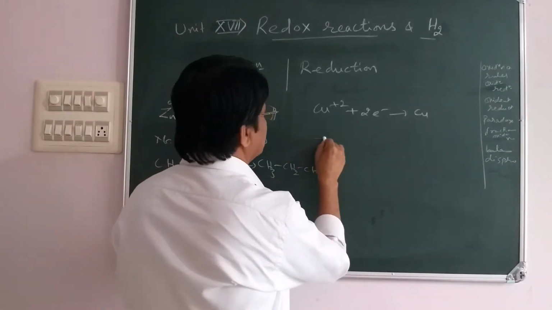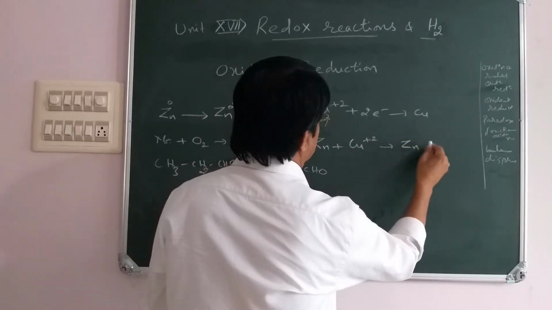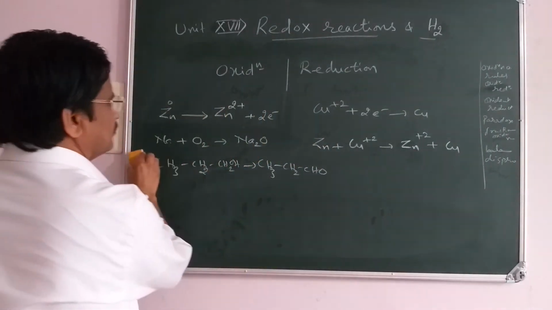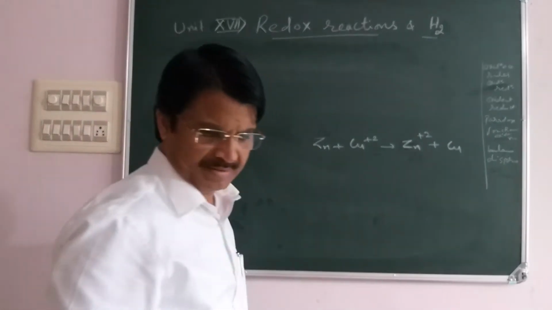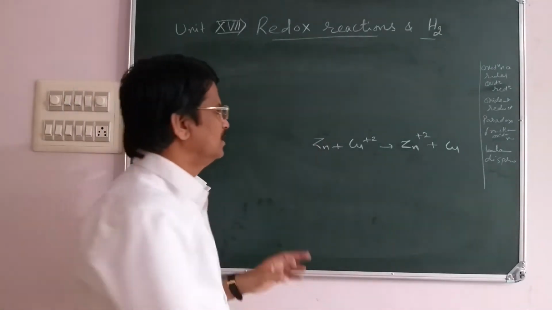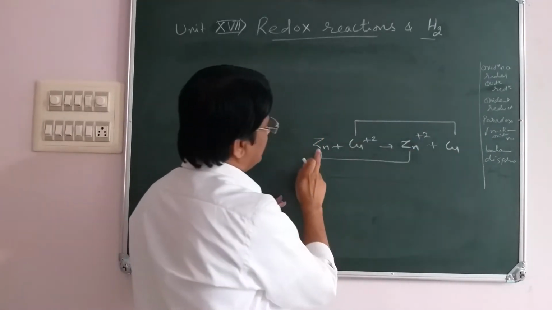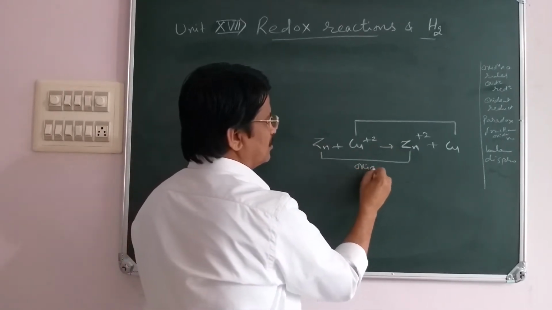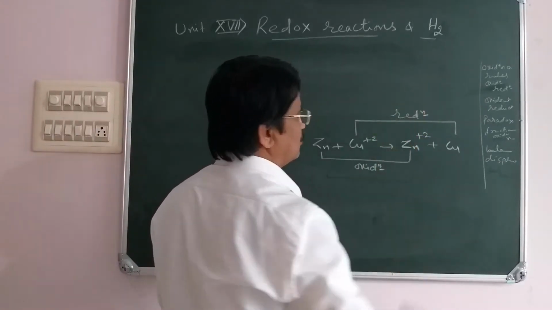Next, zinc plus copper plus 2 gives zinc ion plus copper. This proves that copper undergoes reduction and zinc undergoes oxidation. But see how. Zinc to zinc ion, copper ion to copper: increase in oxidation number or electron removed from this one is called oxidation. Copper plus 2 to copper, electron added, is reduction.